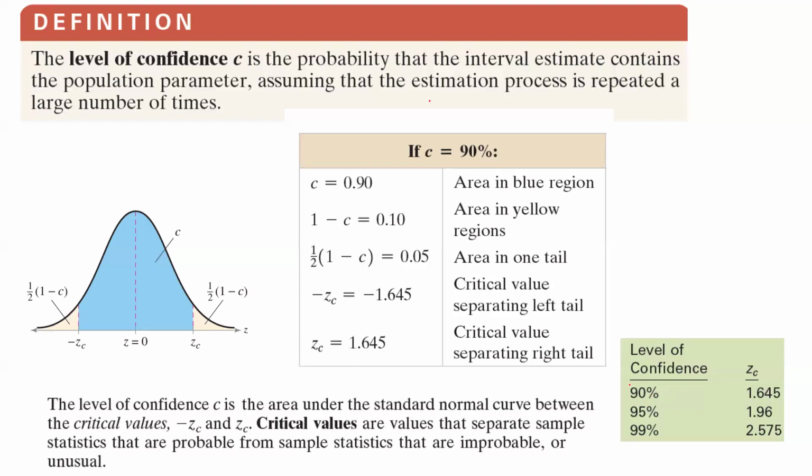Remember some popular levels of confidence and the critical values for those levels. If you have a 90% level of confidence, then the critical value is 1.645. If the level of confidence is 95%, then the critical value is 1.96. And if you have a 99% level of confidence, then the critical value is 2.575. Again, if you have C as the level of confidence, it is this blue shaded area below the curve, and these Z scores help you divide up the probable regions from the unusual ones.